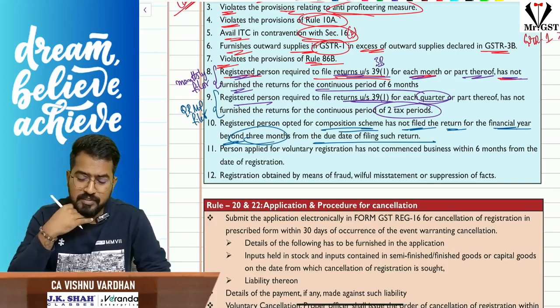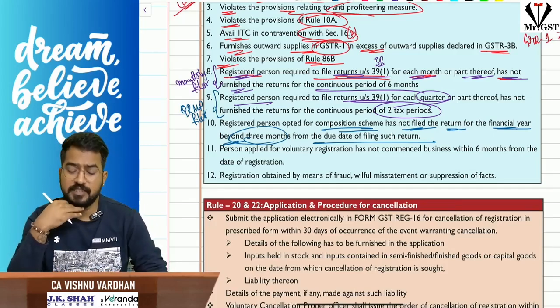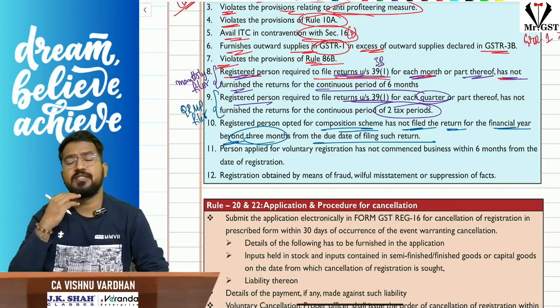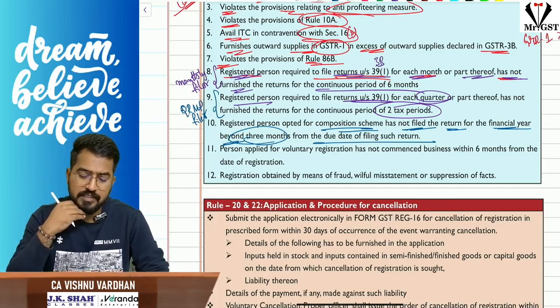Comment in the chat box. Those who are watching on YouTube also, please give the comment, what is the due date for GSTR 4, let me know. So the due date is over, and after the due date is over by 3 months, if you have not filed the GSTR 4, then they can cancel your GST registration.